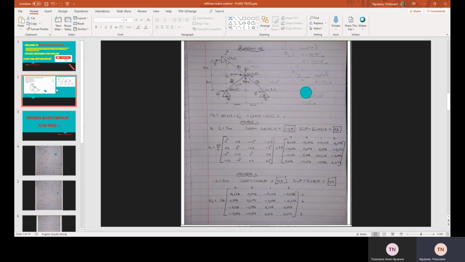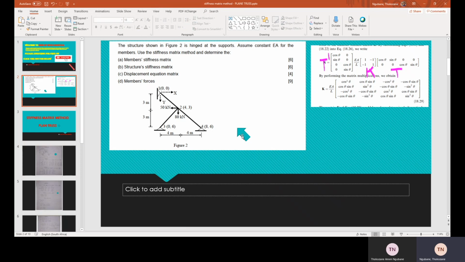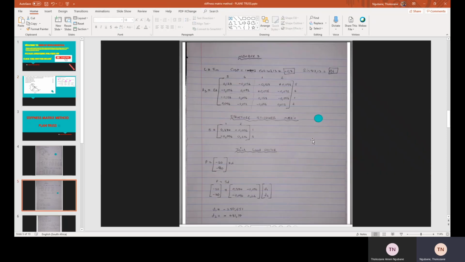Okay, let's go on this side so you can see it. Our load is 50 kilonewton, which is going to the left, and 80 kilonewton going downward. On node 1 and 2, we name this as 1 and 2. Okay, let's go to this slide and continue. That's why we have 1 and 2 here, where we have the forces.